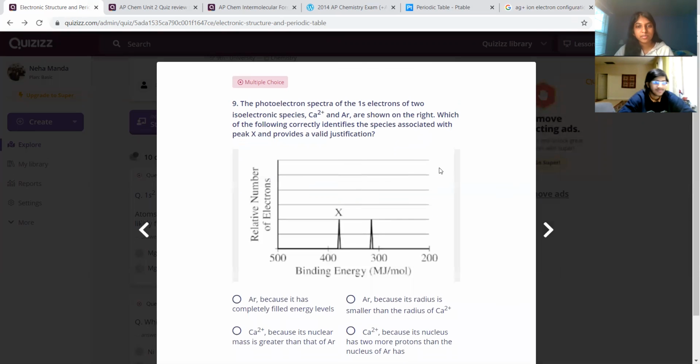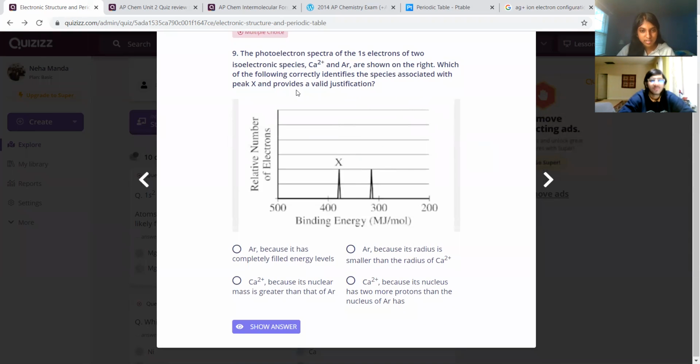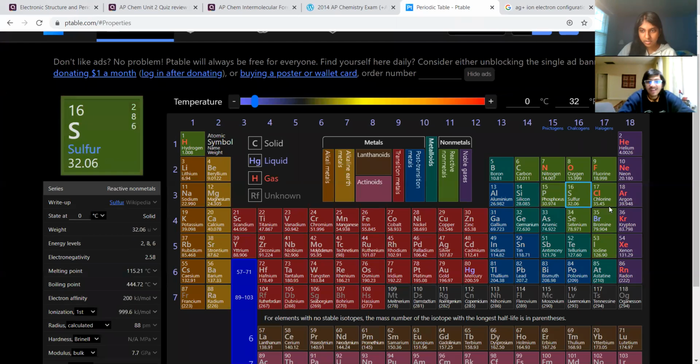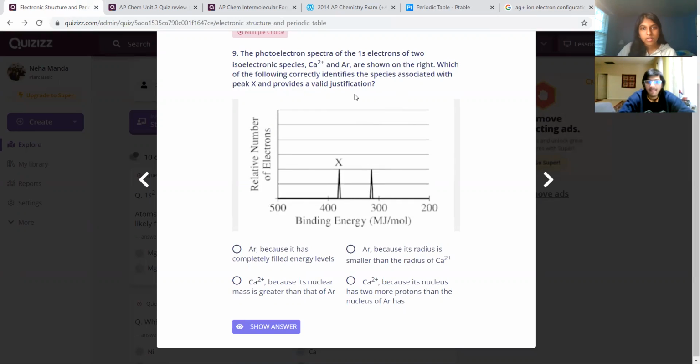Okay, so photoelectron spectra. This one looks like there's about 2 here and then 2 here, right? Or no, these are two different isoelectronic species: Ca2 plus and Ar. So Ar is here, Ca2 plus is here. Which of the following correctly identifies the species associated with peak X?